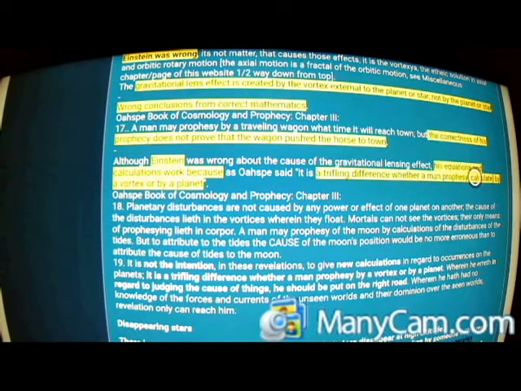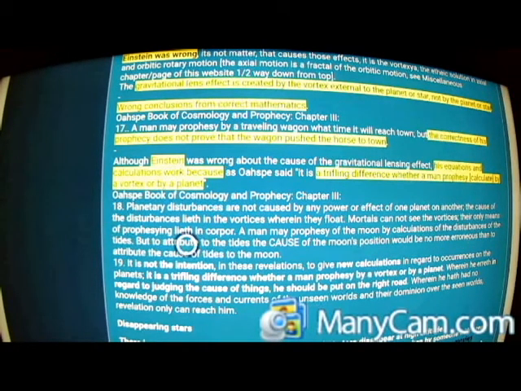So this is also related to the Arachna Buagla prophecy tablet, how you can use mathematics or calculations to prophesy. Now back to where I was reading. A man may prophesy of the moon by calculations of the disturbances of the tides. But to attribute to the tides the cause of the moon's position would be no more erroneous than to attribute the cause of tides to the moon.